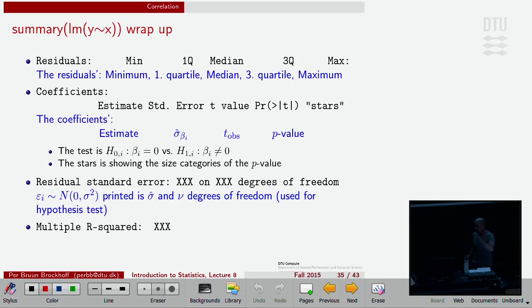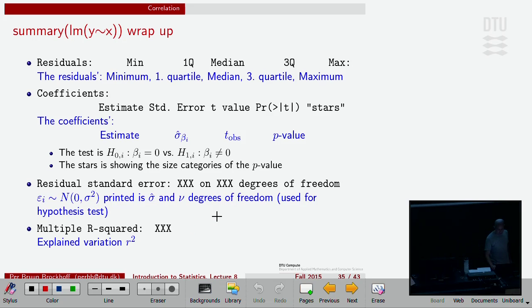And then we get this multiple R squared. Next time we'll know why this name pops up, but it is in fact just the square of the correlation coefficient for this type of data.